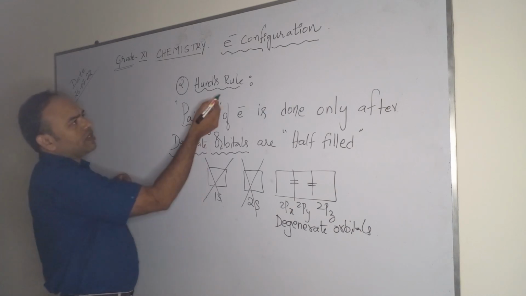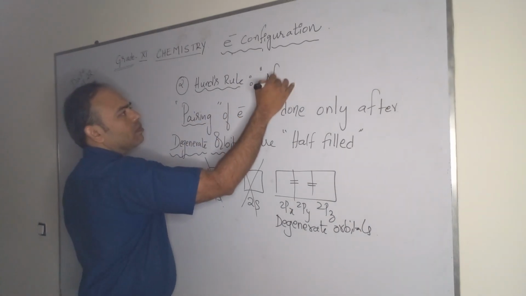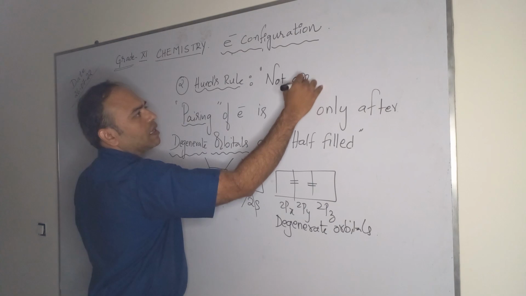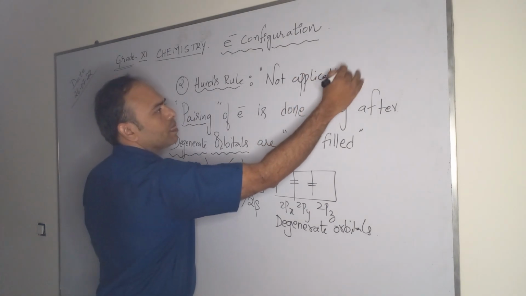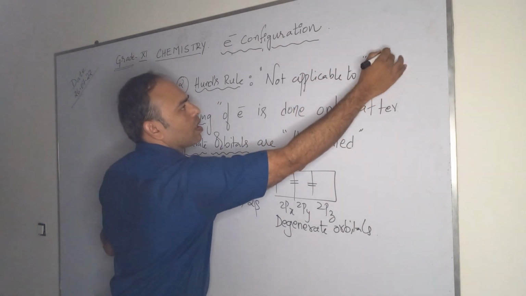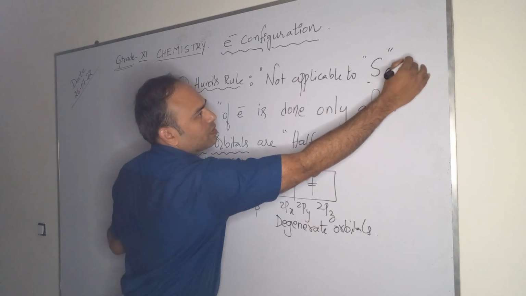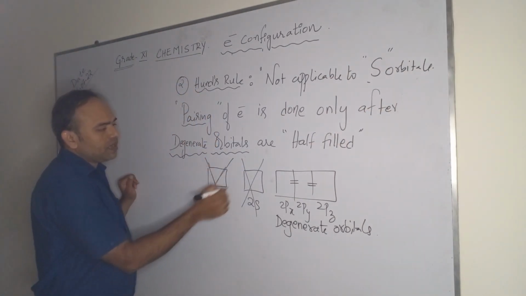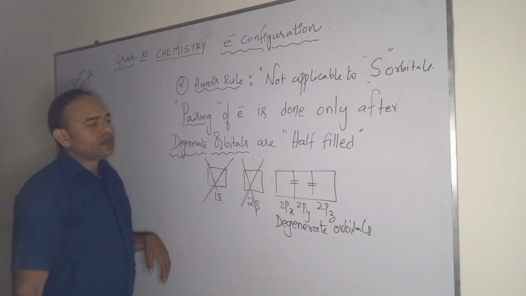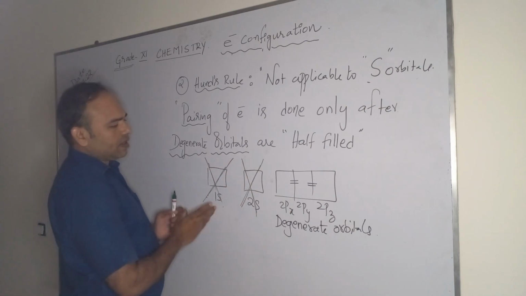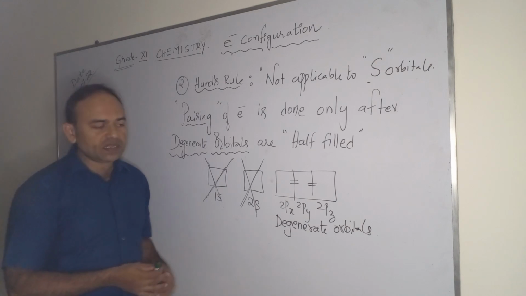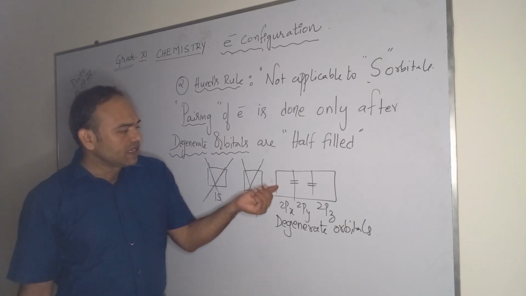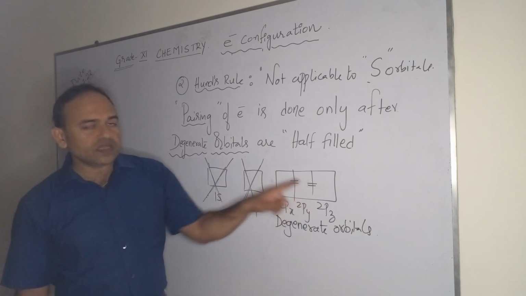So important point: Hund's rule is not applicable to s orbitals. Important rule, what is that? Hund's rule cannot be applied to s orbitals because they are not degenerate orbitals. What is degenerate? The energy of one orbital should be equal to the others, like this.